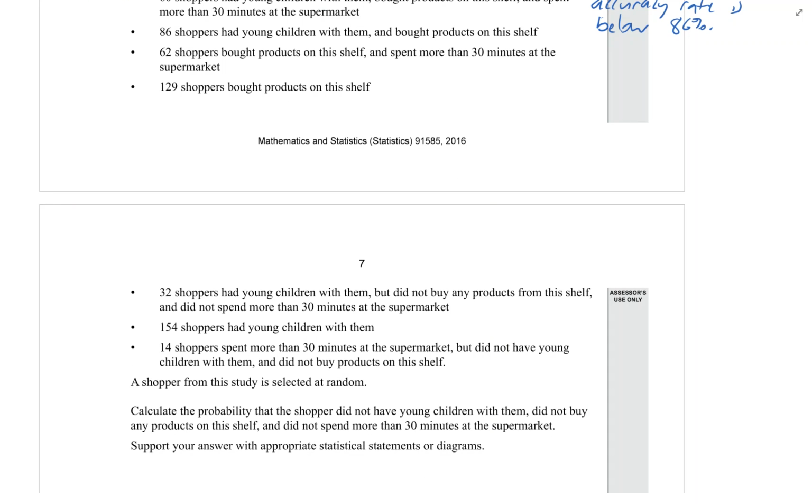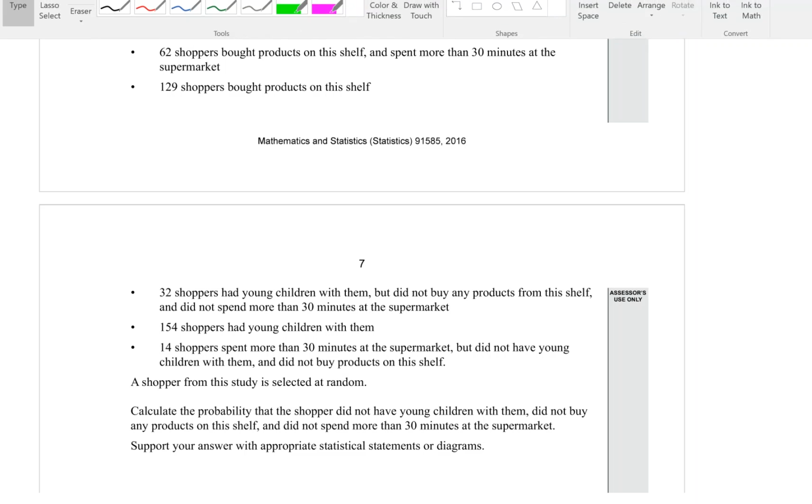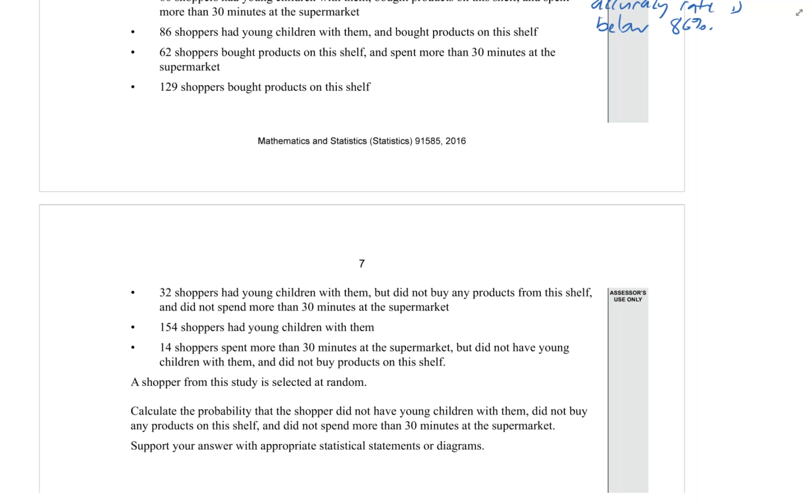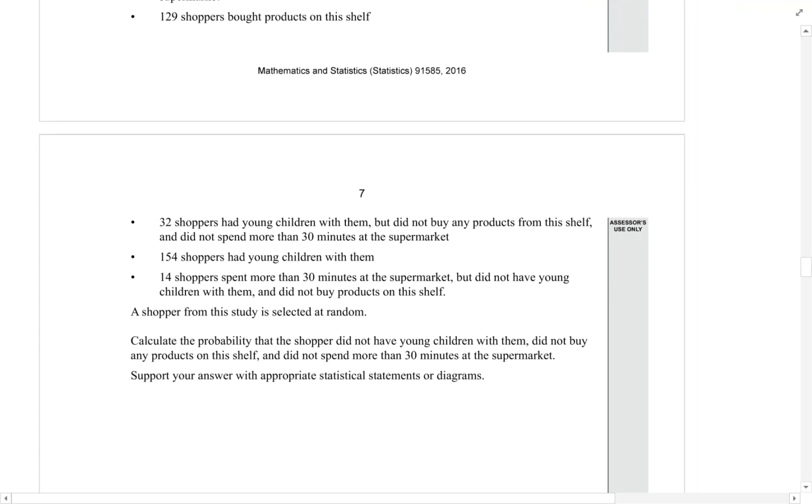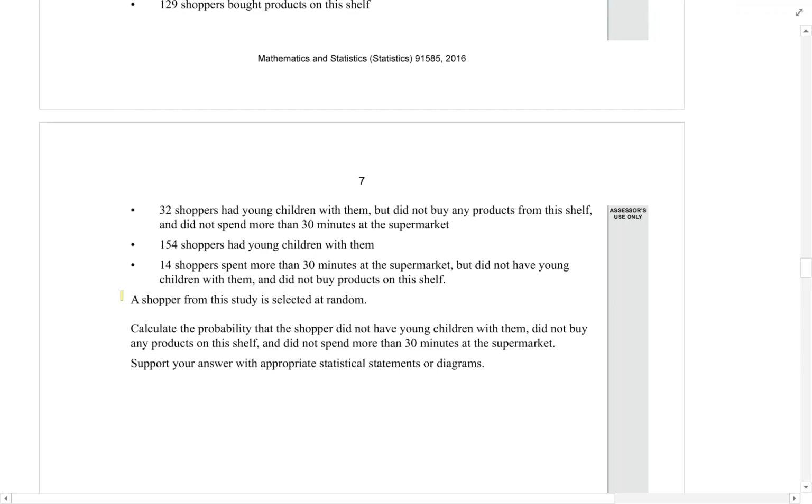before we worry about all the details, because if you start by reading all the details, it can get a wee bit overwhelming. So let's be clear on the goal first. So it's usually at the end. So a shopper is selected at random from the study, and we've been asked to calculate the probability that the shopper did not have young children with them, did not buy any products on the shelf, and did not spend more than 30 minutes at the supermarket. Okay, so that's the goal.